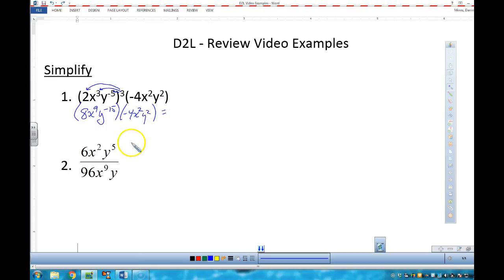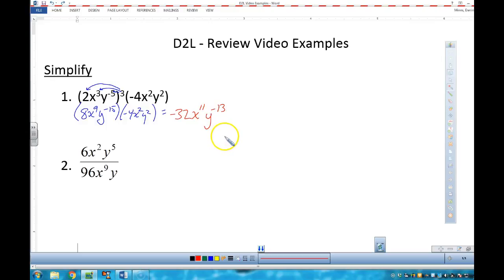So let's do that. We start by multiplying the numbers together. 8 and negative 4 is negative 32. X to the 9th times x squared. When we're multiplying same bases, we add exponents. So that would be x to the 11th power. Then finally, y to the negative 15 times y squared. Multiplying, we add exponents. That will be y to the negative 13th power.